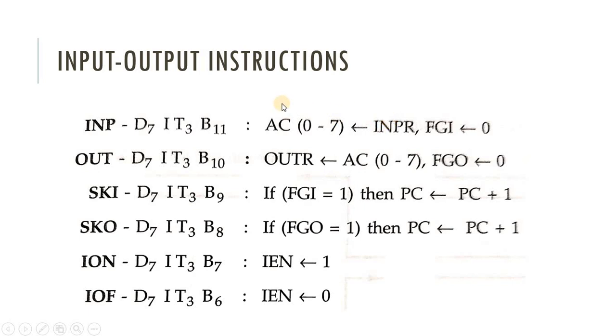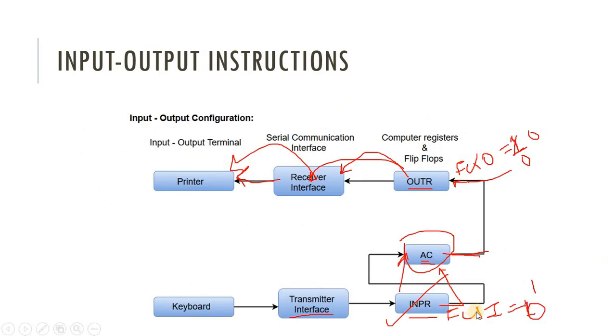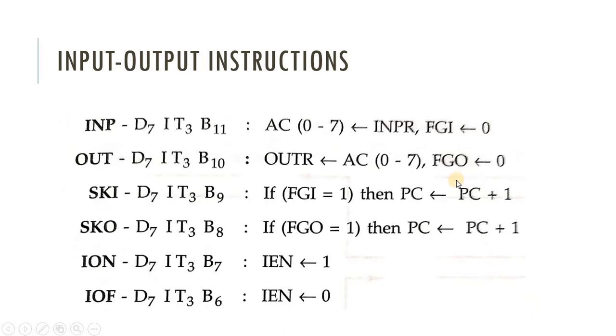After transmission of data, we have to change the flag value. Initially the flag value of FGI is equal to 1. After transmission, we need to convert the flag value from 1 to 0. That is why the second statement transfers 0 to FGI. So now the value of FGI becomes 0.